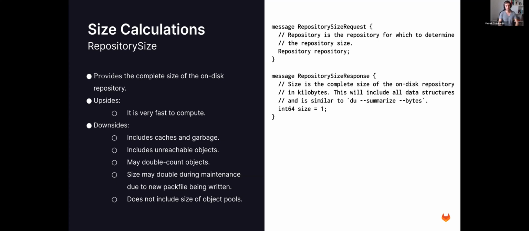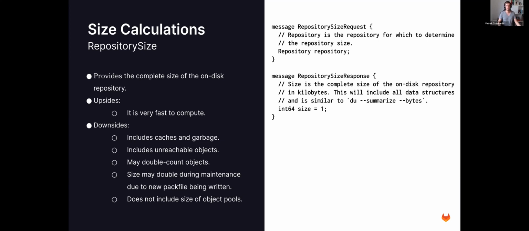And another very significant downside of this RPC is that the repository size may double during maintenance, because when we write the new pack file, we first have to write the complete new pack file containing all the objects inside of the repository, and only afterwards can we actually delete the old pack file, which means that during the repository maintenance, it can actually be that the repository is twice as large, and we would report that doubled size in this RPC.